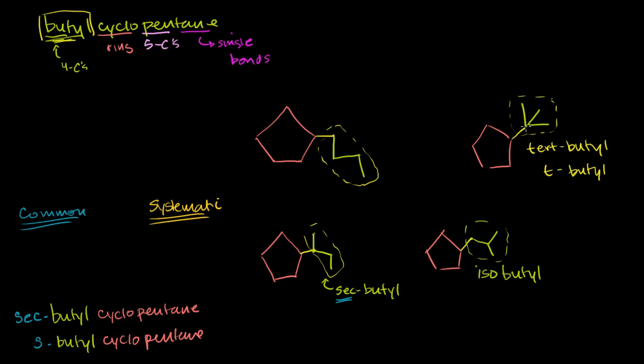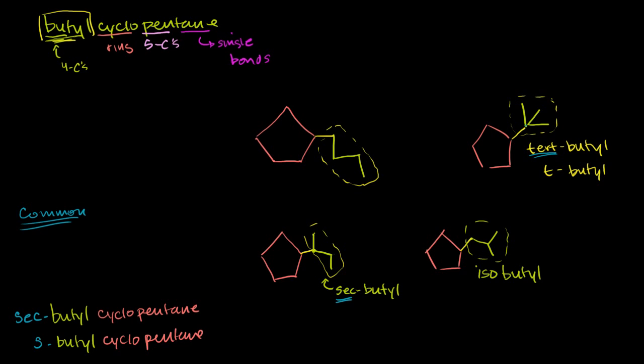And then finally, since the carbon we're attaching to is attached to 1, 2, 3 other carbons, it is a tert-butyl, or a T-butyl group. So this is T-butyl cyclopentane. That's the common naming. So maybe I should clear out systematic here, just so it's clear to you, that everything we've done here is common naming.